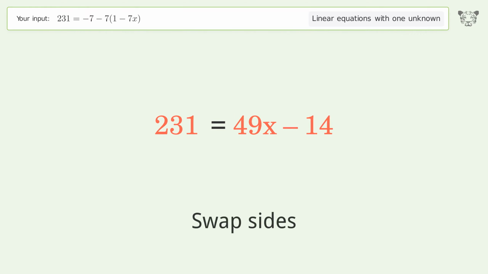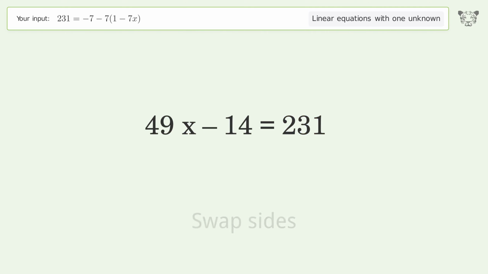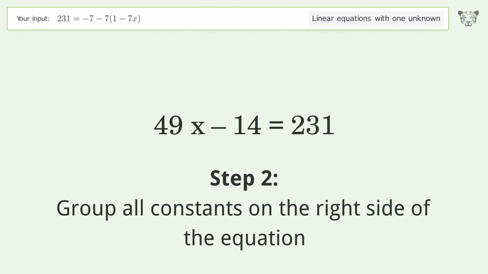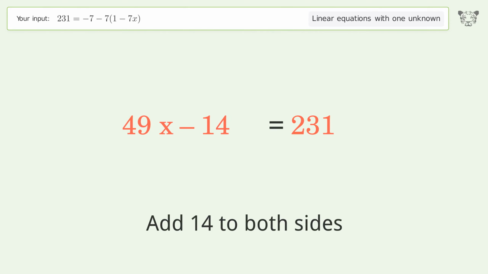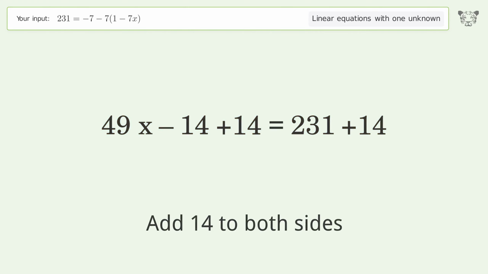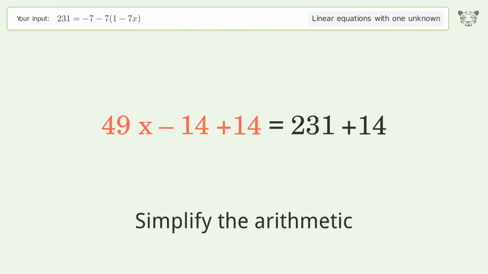Swap sides. Group all constants on the right side of the equation. Add 14 to both sides. Simplify the arithmetic.